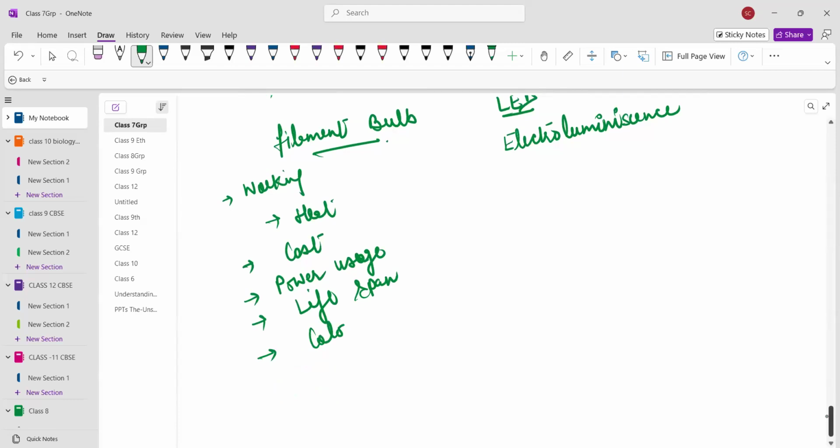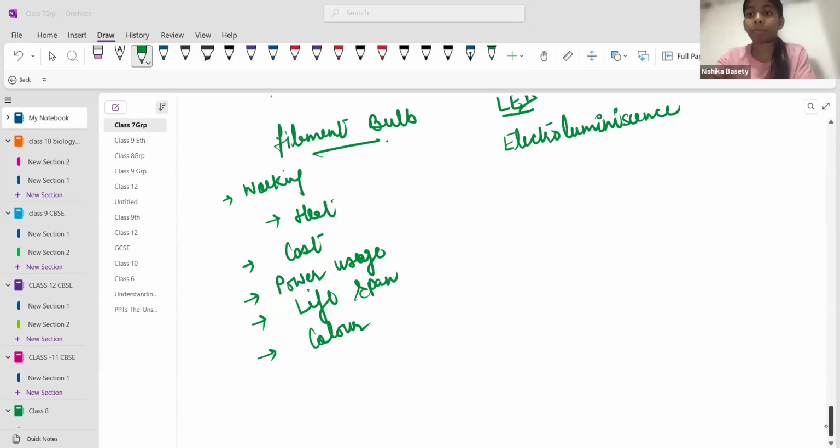Next, you can also write color. Bulb is only yellow color. LED is having different colors. Done, everyone? Yes, ma'am. Okay, very good.